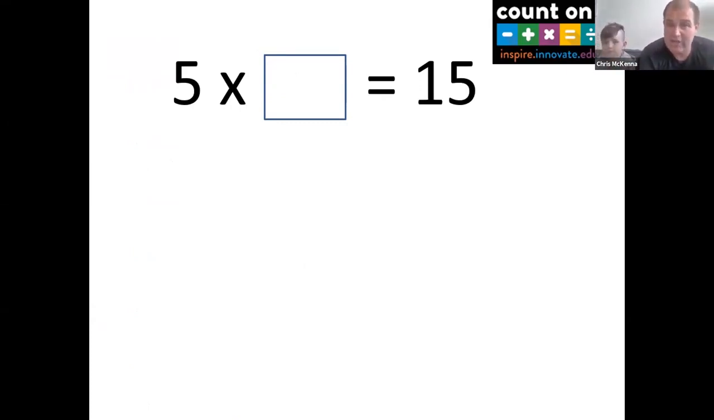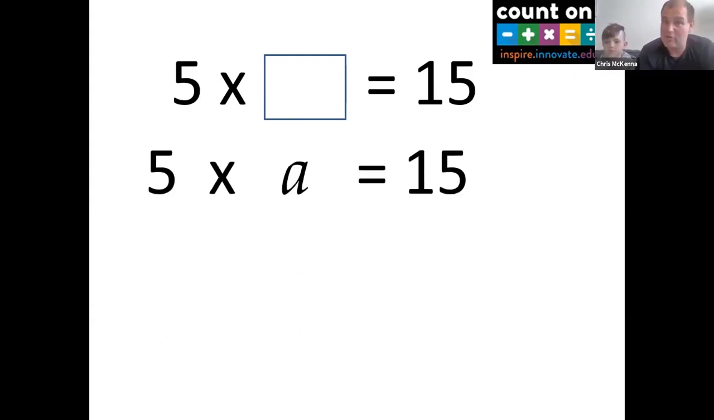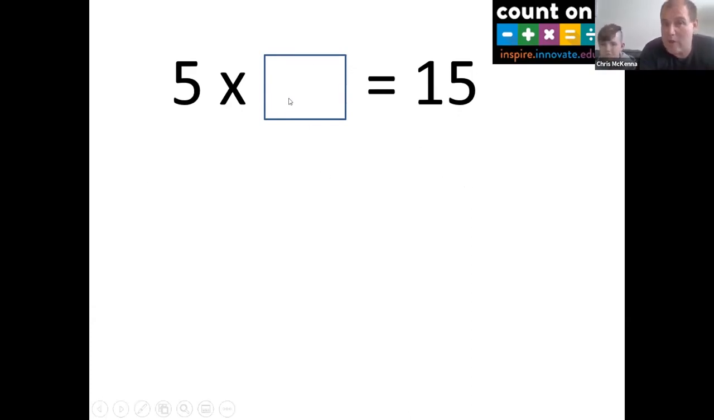Another way I could write this is, we can use any letter. So I could say 5 times a equals 15. It's the exact same question as above. Do you know what number goes in here, Austin? Yeah. What is it? 3. 5 times 3 equals 15.